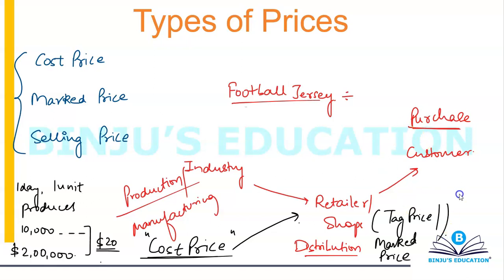Then the shopkeeper, now let me give you one example of this. You would have seen this MRP whenever you purchase any product. Whenever you purchase a product, you must have seen MRP on it. That is known as the maximum retail price. Now this MRP is basically your mark price. This MRP is your mark price, which is effectively higher than the cost price.